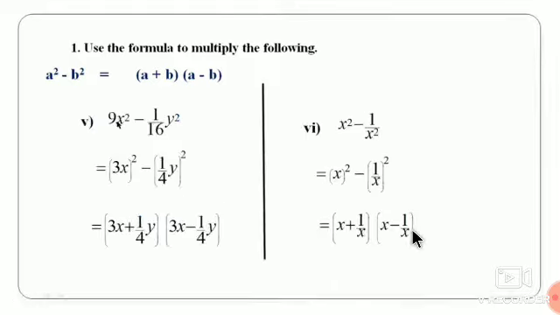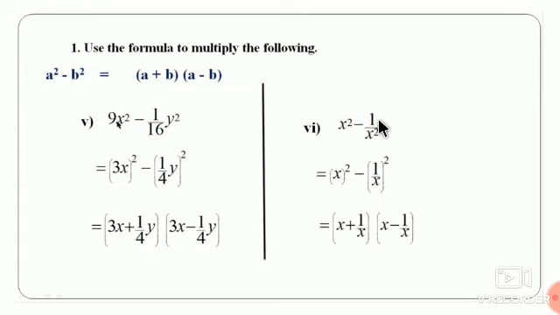Fifth example, 9x square minus 1 upon 16y square. 9 is a square number, 16 is a square number, so you can write the square roots here. The square root of 9 is 3x in bracket square, minus 1 upon the square root of 16 is 4y, bracket square. So first term write down 3x plus second term 1 upon 4y, in another bracket 3x minus 1 upon 4y.